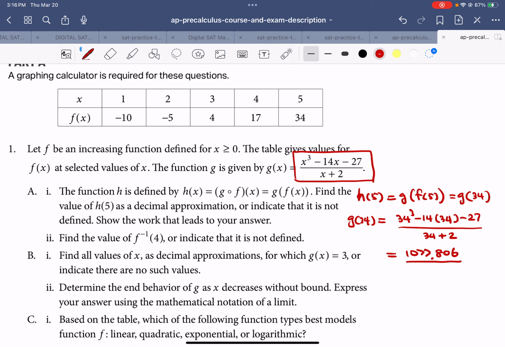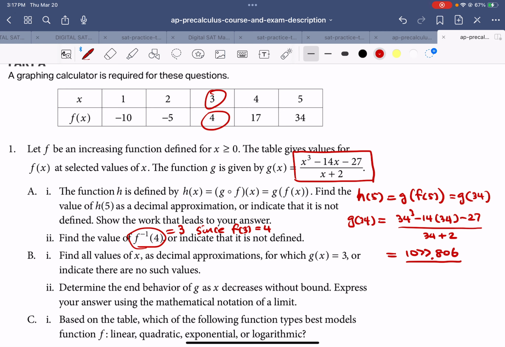Okay, that's the answer. All right, second one, find the value of f inverse of 4, or indicate it is not defined. How are you going to find f inverse of 4? That means when y equals 4, what is the x value? So y is f of x. When y equals 4, what is the x value? That's 3. So you can simply say 3. You don't need to show other work. That value is 3 from the table. You can say from the table, or you can say since f of 3 equals 4.